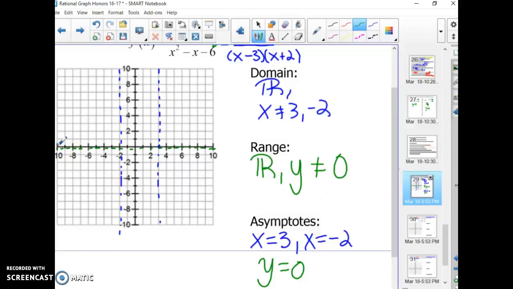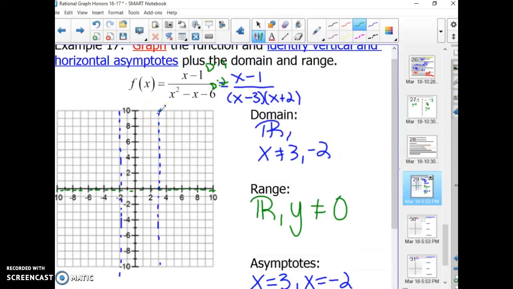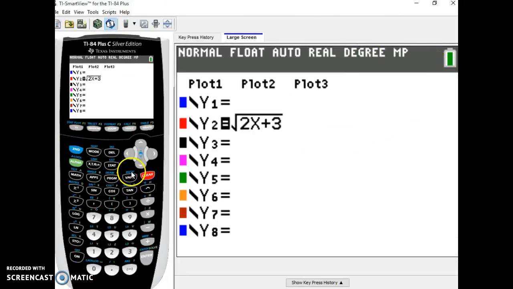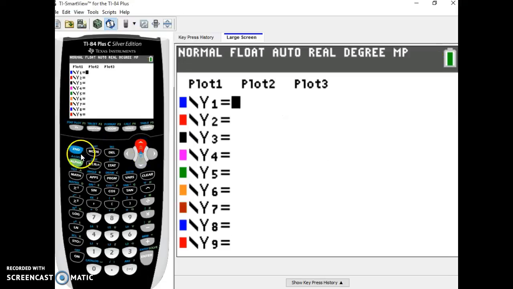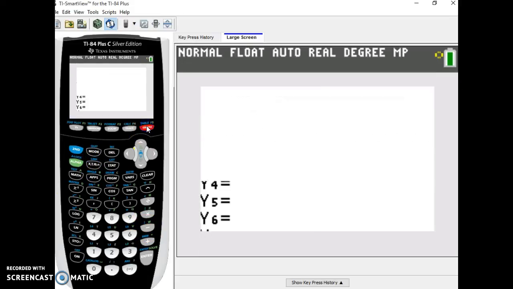Okay. Using stuff to help me graph, I know that I have an x minus 1 on top and an x squared minus x minus 6 on the bottom. Using a graphing calculator is a great way to help us get the shape of the graph. So all I got to do is plug that into my graphing calculator. I go y equals, hit clear, and type in x minus 1 on the top and x squared minus x minus 6 on the bottom. I'm going to graph it.